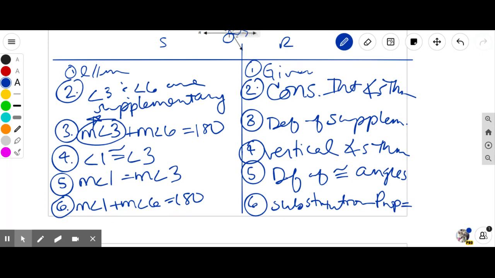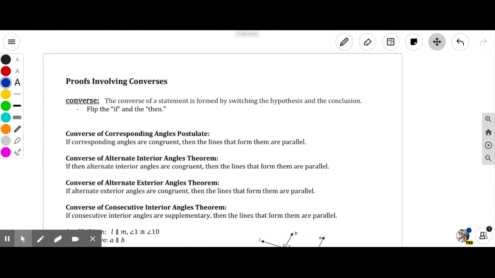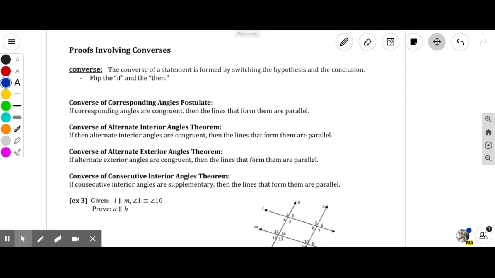So anyway, these first two examples are when we're given lines are parallel and we're asked to prove something about the angles. We just use the regular theorems. On the second page, we're going to use something called a converse. So on this page, we're doing proofs involving converses. So first, what is a converse?